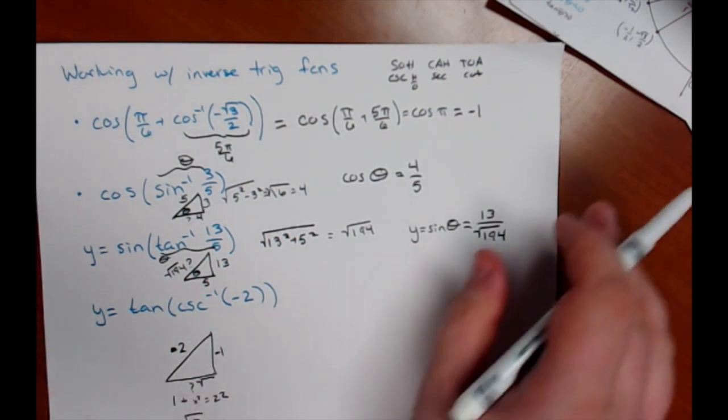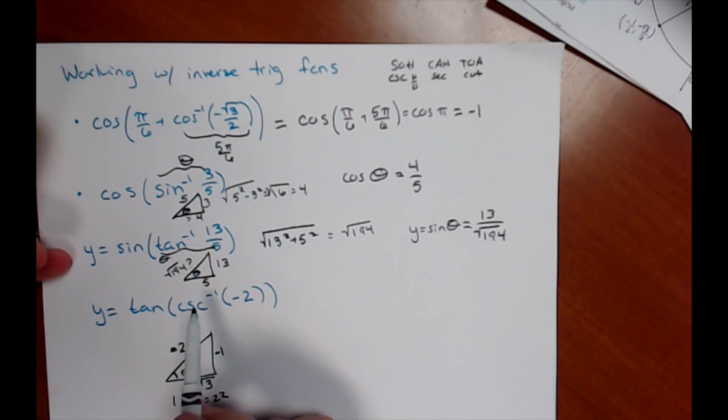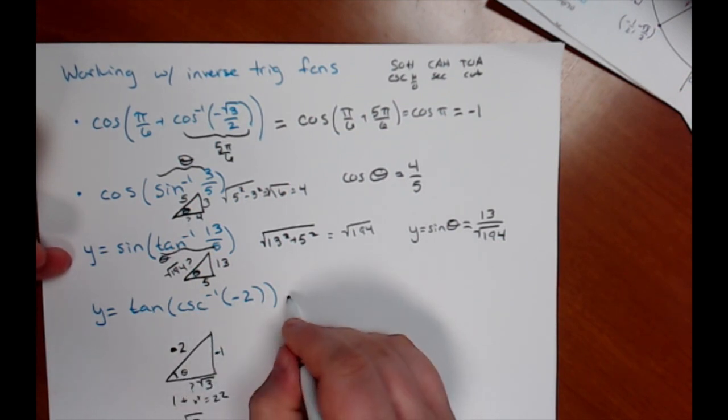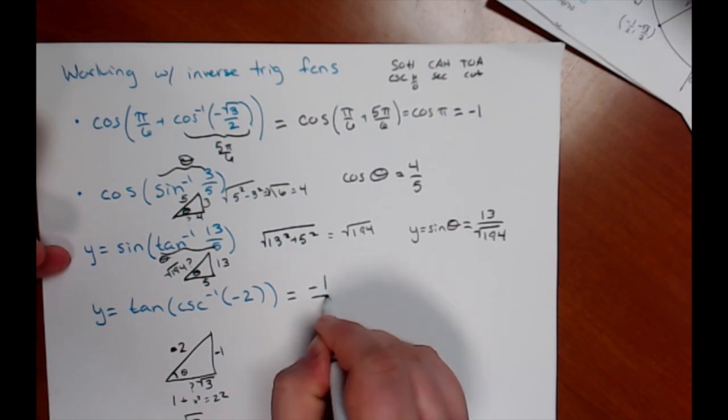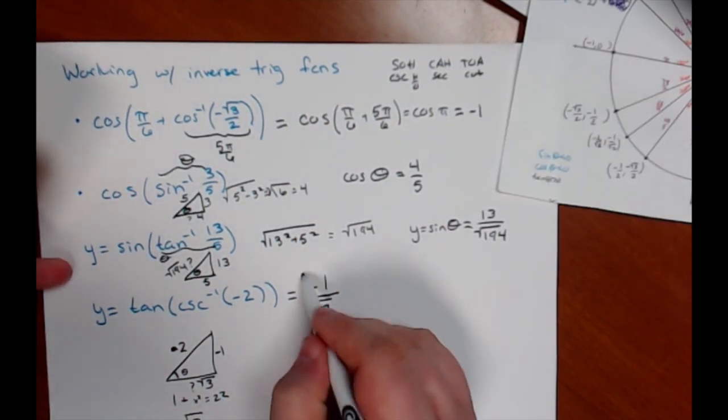Because look, that's our 1, 2, root 3 triangle. Does that mean that negative 2 was somewhere on there? I bet you it was on our unit circle. Our 1, 2, root 3. Here's our theta. Tangent then is opposite over adjacent, negative 1 over root 3. Looks good to me.